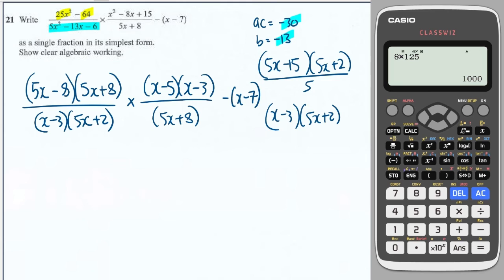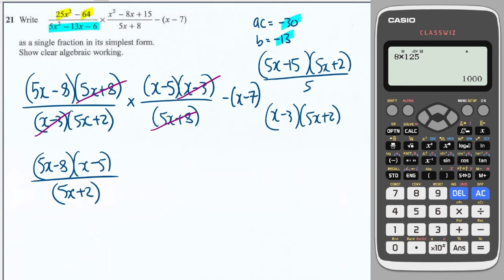Okay, so let's just focus on the multiplication, because BidMaths tells us we must do that first. And what can we cancel? Well, there's that on top and bottom, so that can go. And there's this on top and bottom, so that can go. So we are left with 5x minus 8, x minus 5, all over 5x plus 2. And we've got to subtract x minus 5. Sorry, x minus 7, sorry.